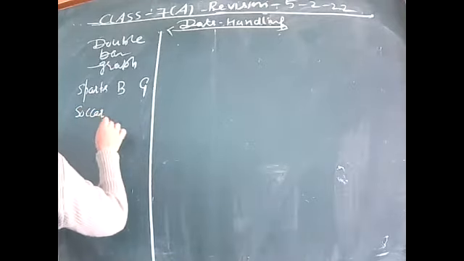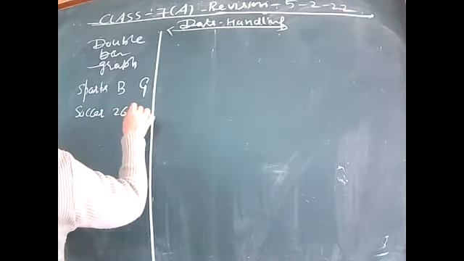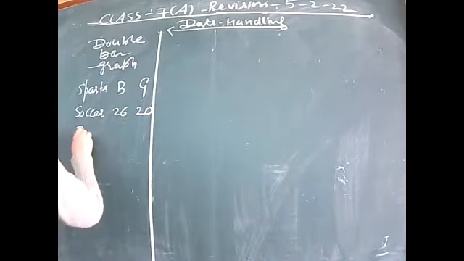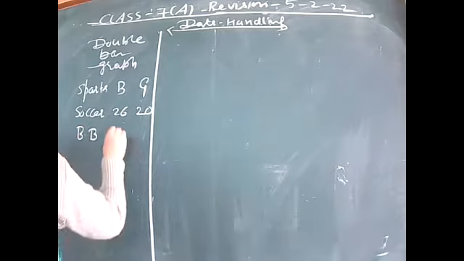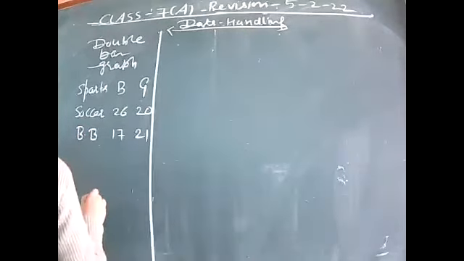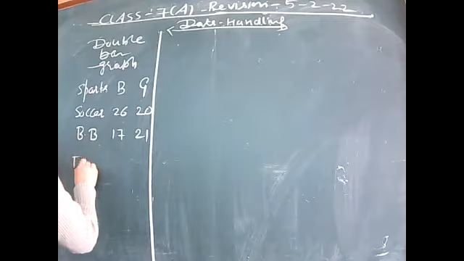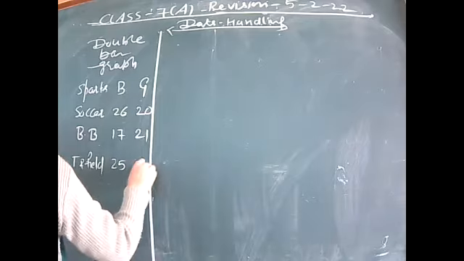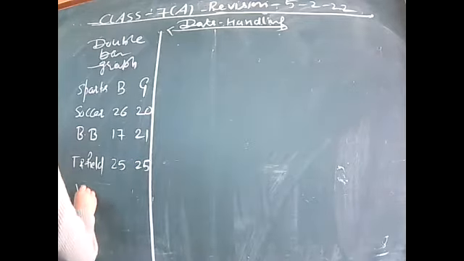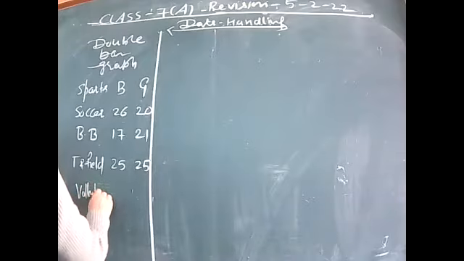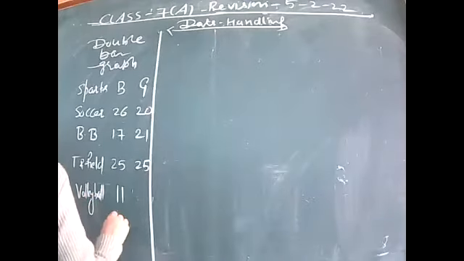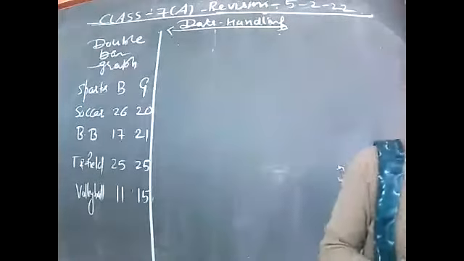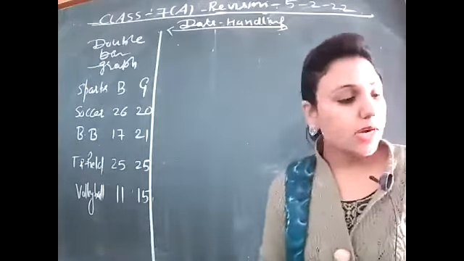So soccer, boys 26, girls 20. Then basketball, boys 17, girls 21. Then track and field, boys 25, girls 25. Then volleyball, boys 11 and girls 15. So this is the data which is given to us and we need to draw its double bar graph.